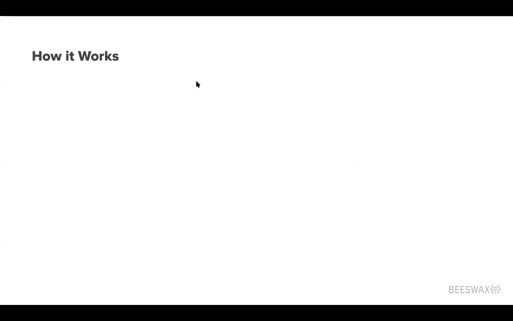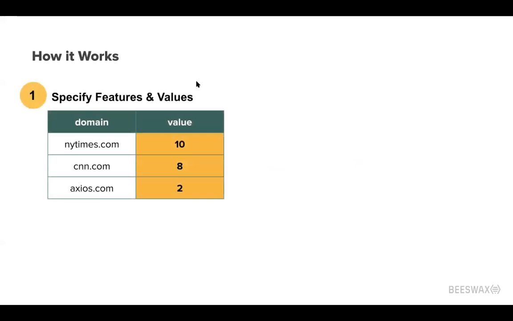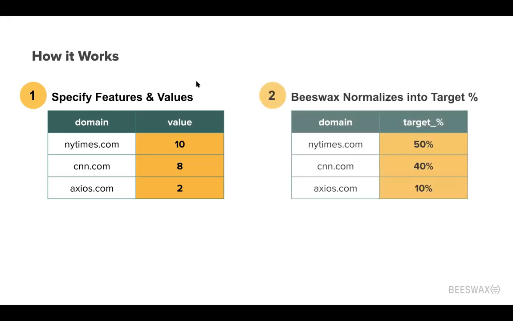So let me go one level deeper on how it works, just to reiterate what's happening under the hood. The first thing you do is you specify the features and the corresponding values for those features. This is a really simple example where I've chosen one feature, domain. You can specify multiple features, but in this case, I have a single feature and I've given it a value. As you see here, what we do is we normalize it into a target percent, right? So we ensure that things add up to 100% by normalizing it.